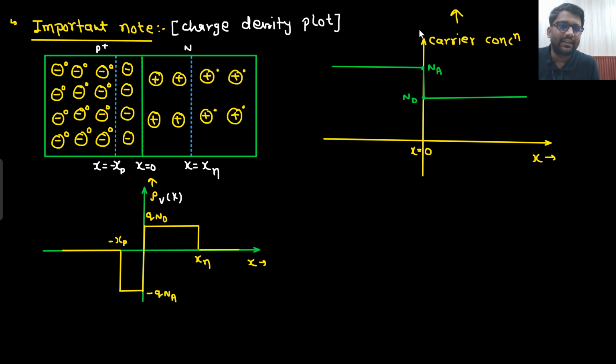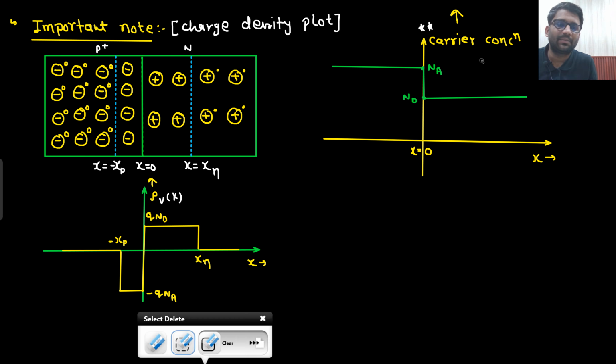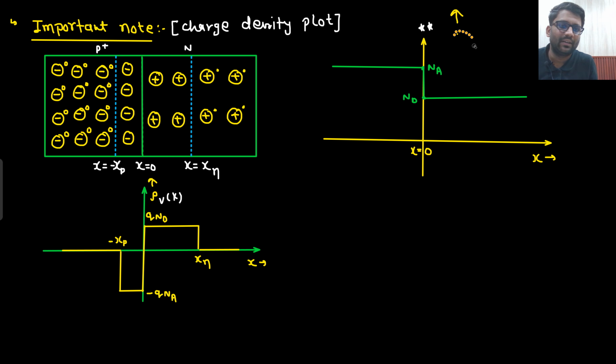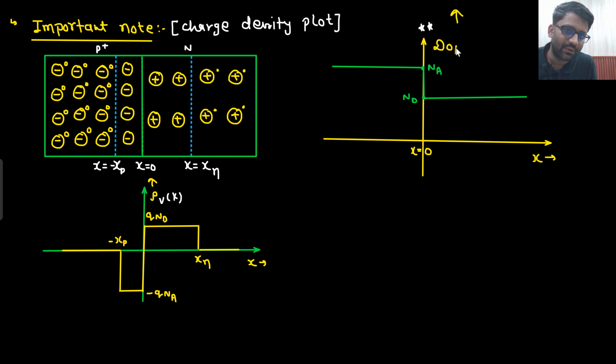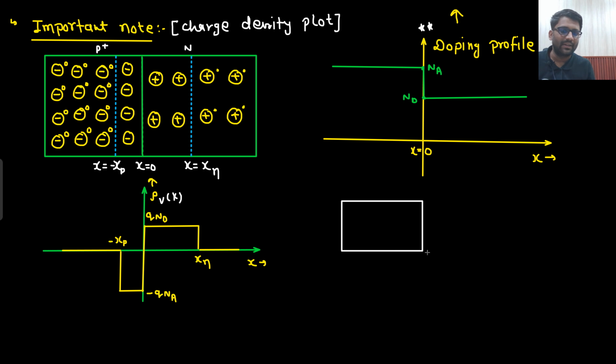What may happen in the examination is that this plot may be given. This is your carrier concentration plot. I should not say carrier concentration plot. This is your doping plot, the doping profile. This is a doping profile, not a carrier concentration plot. What does that mean? It means you have a particular semiconductor, and the midpoint I am putting as x equals 0.